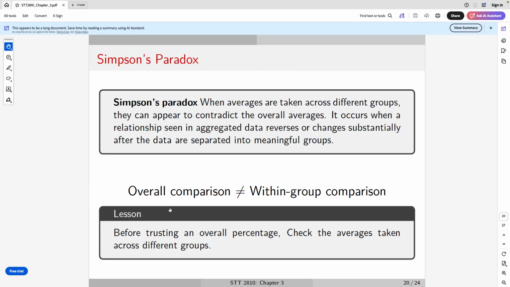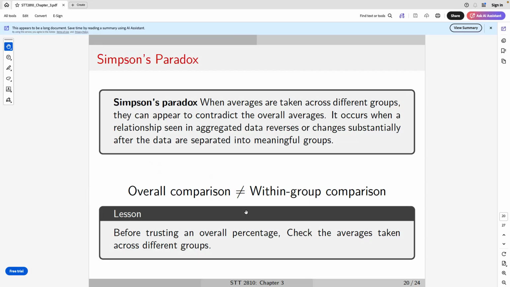The other thing we want to talk about is Simpson's paradox. So what does Simpson's paradox do? I'm going to explain it in detail using an example. But what it's just trying to say is that sometimes when we look at the averages across different groups, they can appear to contradict the overall average. That is what Simpson's paradox is trying to say. So for example, the overall comparison is not the same as the within group comparison.